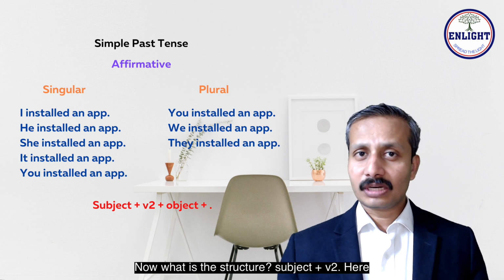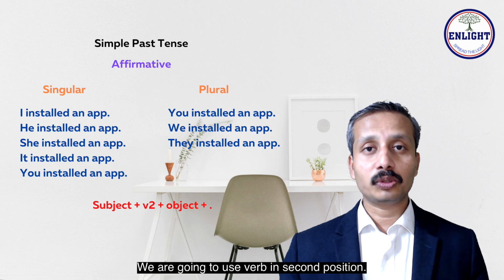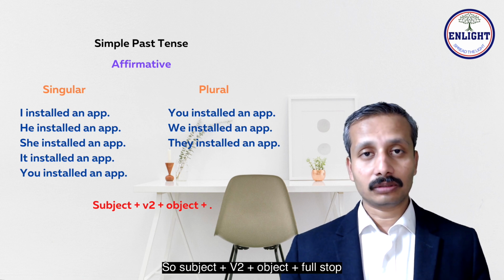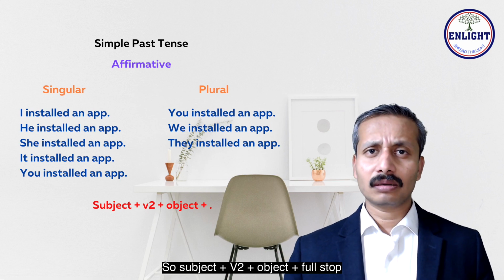Now, what is the structure? Subject plus V2. Here we are going to use verb in second position. So, subject plus V2 plus object plus full stop.